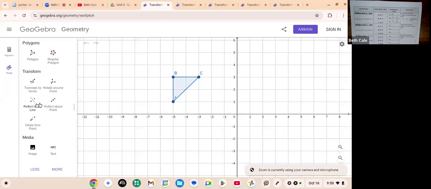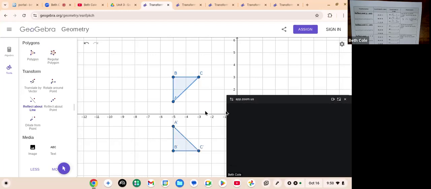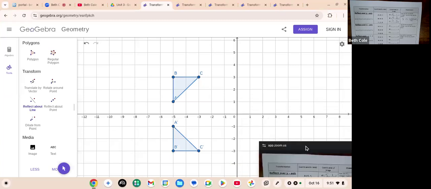All right, so let me come over here. We're going to reflect this over the x-axis. And I'm going to do it correctly this time. So over the x-axis. Do you see it? Do you see what happened there? Over the x-axis, like this is your x-axis. It was up here, now it's down there, all right?